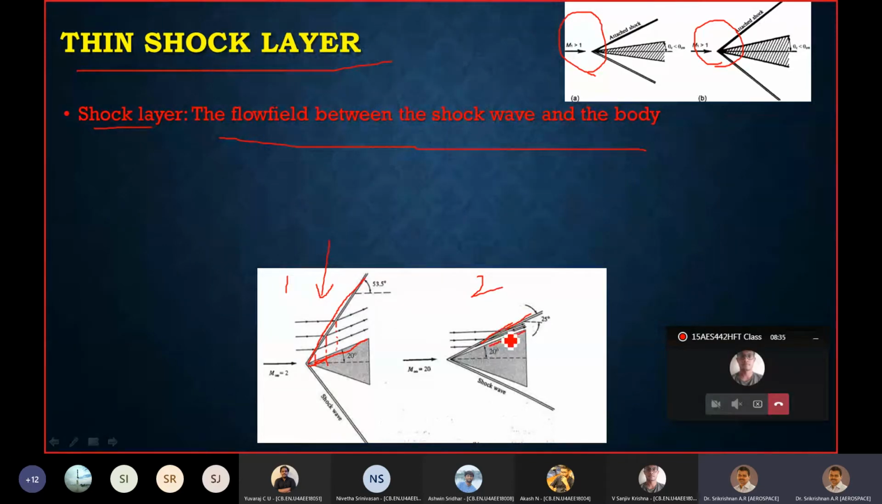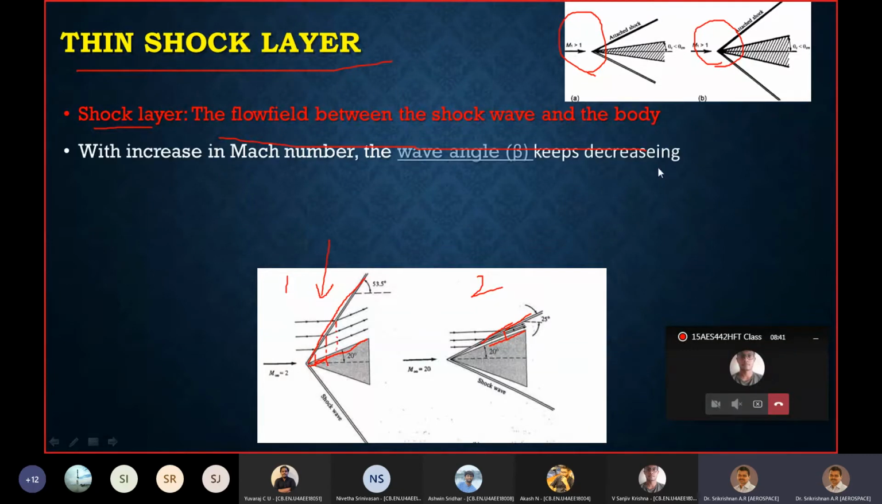So what we mean by shock layer is again the region between the two. The shock layer is the flow field between the shock wave and the body. Now, with increase in Mach number, you should again recall from hypersonic, compressible flows, that the wave angle keeps decreasing.